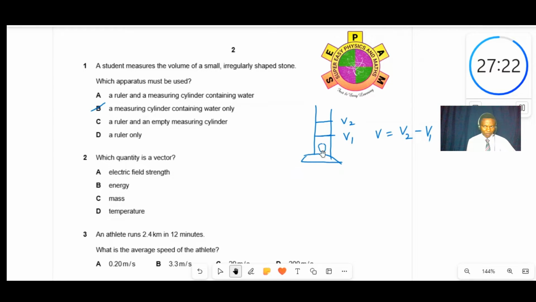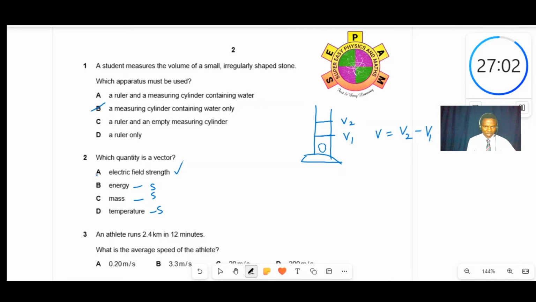Question 2. Which quantity is a vector? We have electric field strength, energy, mass, and temperature. Energy is scalar, mass is scalar, temperature is scalar. So the only vector quantity is A.